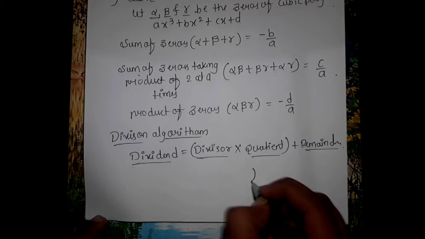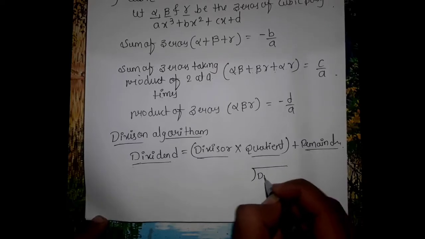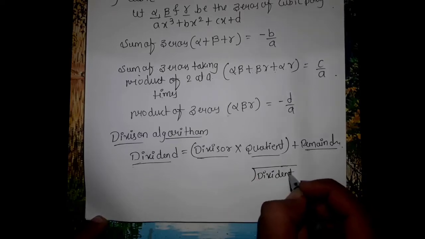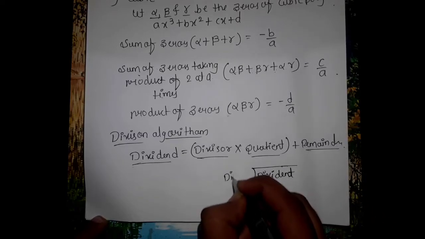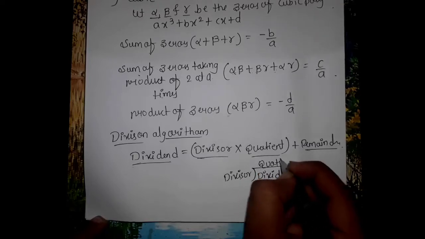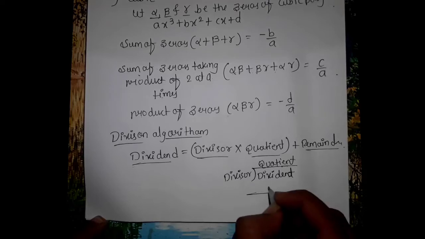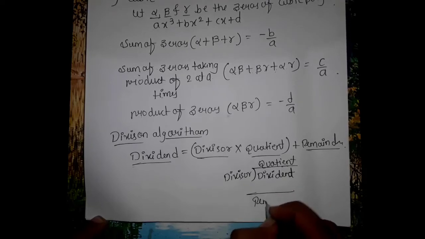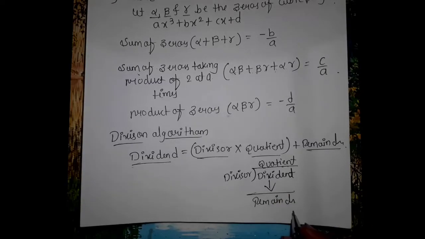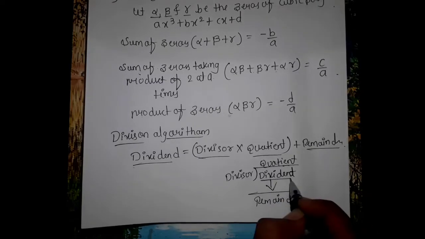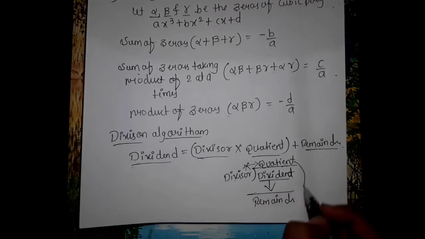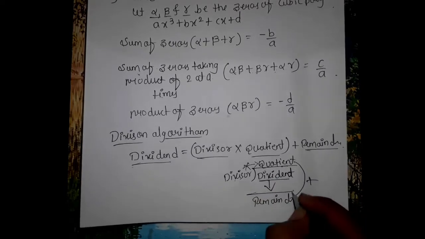This can be easily explained like this. This is dividend. This is divisor. This is quotient. This is remainder. Listen carefully. Dividend is equal to divisor into quotient plus remainder.